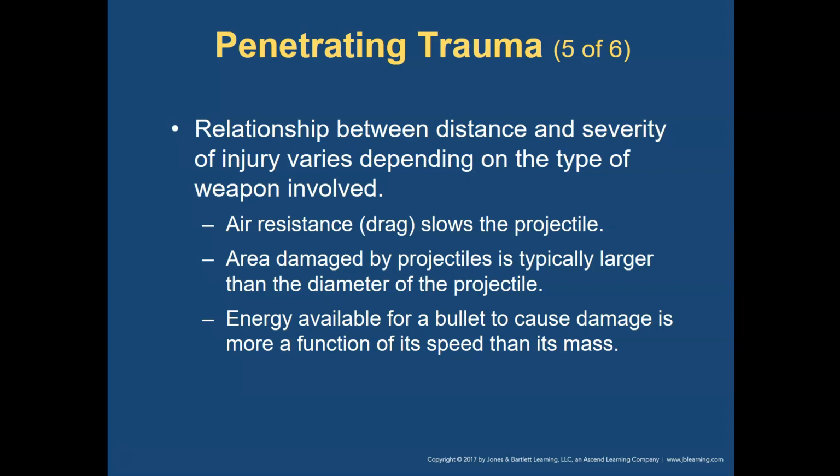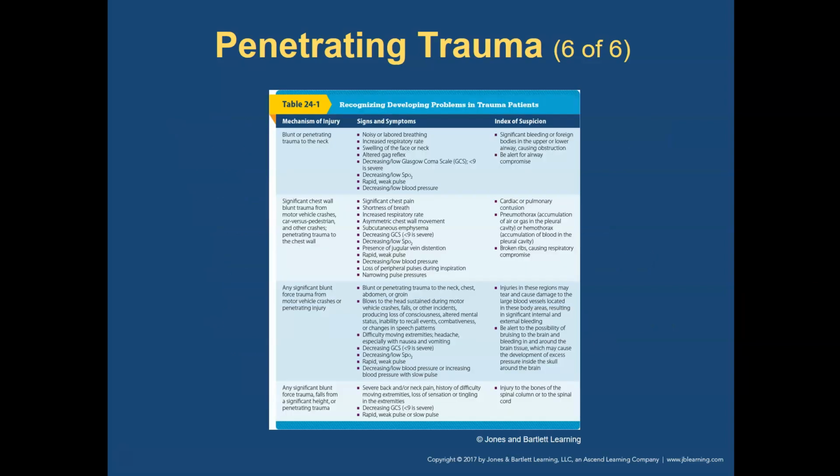Any information regarding the type of weapon that was used should be relayed to medical control. And here's a whole listing of mechanism of injury, signs and symptoms, and index of suspicion thoughts that you might have. Blunt or penetrating trauma to the neck: you might see noisy or labored breathing and increased respiratory rate. That should make you aware of the possibility of airway compromise, or maybe blood in the airway, so some airway obstruction. You see all of these things listed.